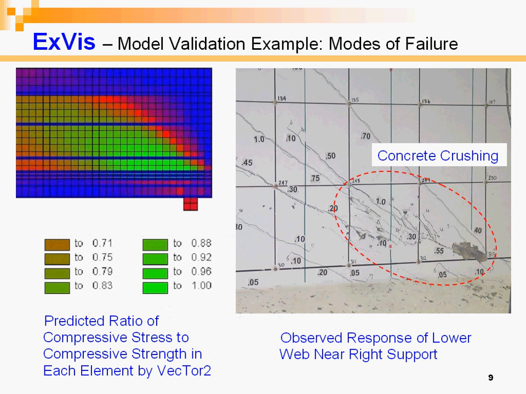Another important model validation activity is assessing the ability of a computational tool to predict the mode of failure. The figure on the left presents the ratio of the compressive stress to compressive stress capacity in each finite element. This figure illustrates that the mode of failure was predicted to be by crushing of the web, as shown in green, in the region where the diagonal compression funnels to the support at the right end of this girder. This is consistent with that observed in the experiment as shown in the photograph.